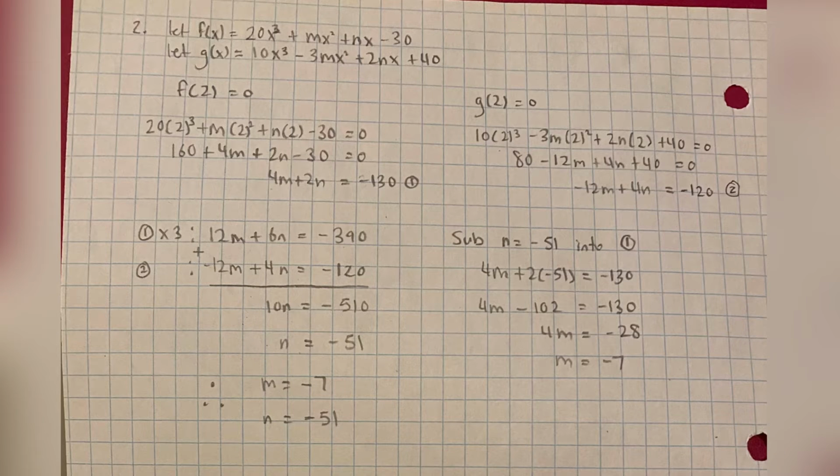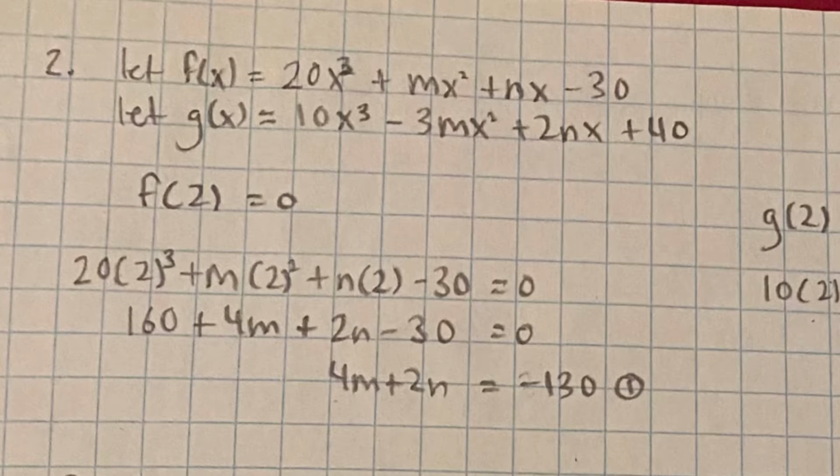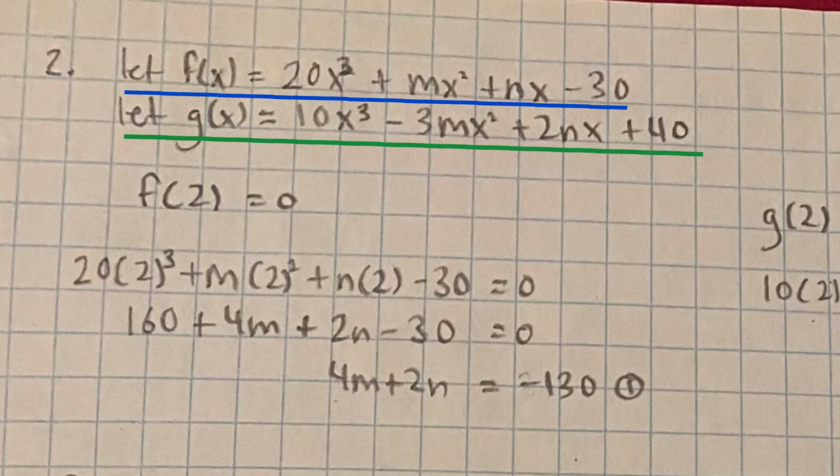Here is the full solution to the problem. Let's go through each step. First, since we're dealing with two different polynomial functions, let's set the first polynomial function to f of x and the second polynomial function to g of x.